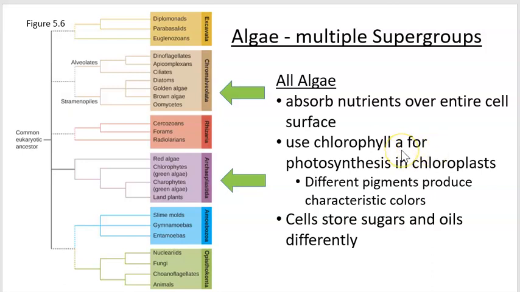All of them are going to use that green pigment chlorophyll A for photosynthesis in the chloroplast, and it's different pigments that give these algae their characteristic colors. And depending on how you store sugars and oils as a result of photosynthesis, that's another characteristic that can be used to classify the algae. So we'll start out over here with our chromalveolata and then work our way down to this group here.